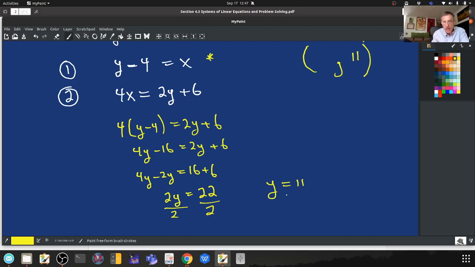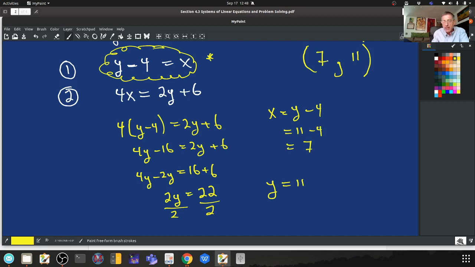So how do I find x? I need to find x. Well, this is the easiest. Literally, I could use either equation 1 or 2, but this is much easier. x is equal to y minus 4, but y is equal to 11, and 11 minus 4 is equal to 7. And right here, we have our ordered pair solution of these two linear equations. So that one was really easy, right? That's what you want to see on the exam.